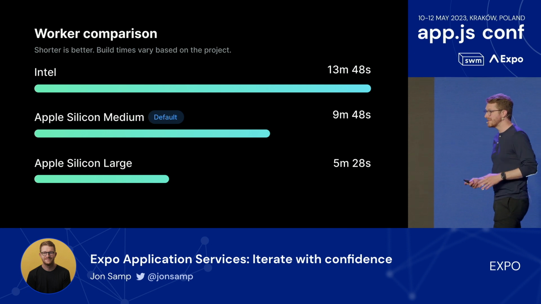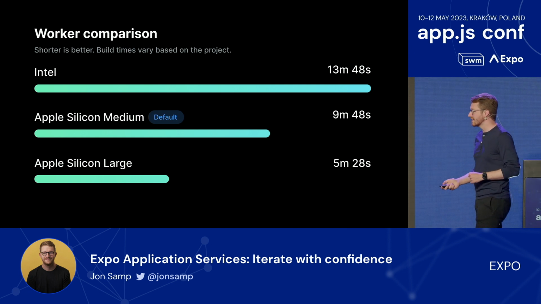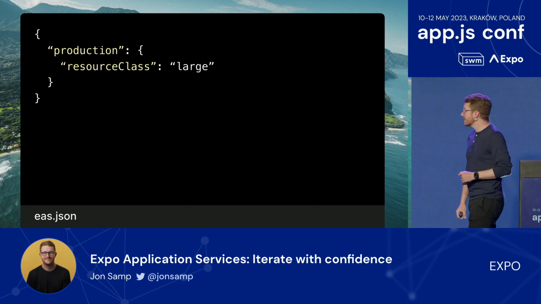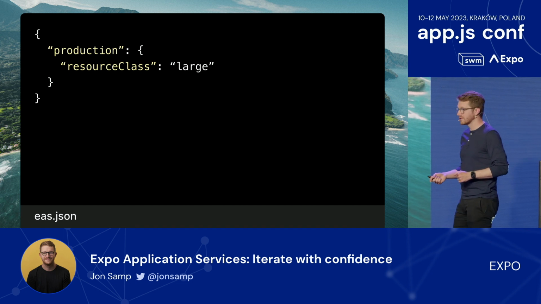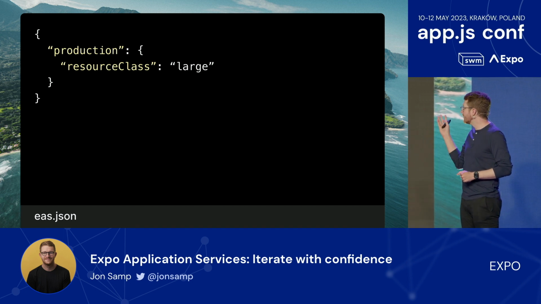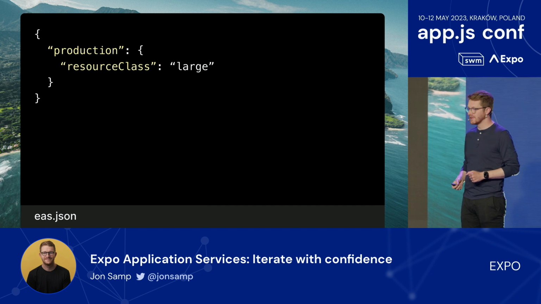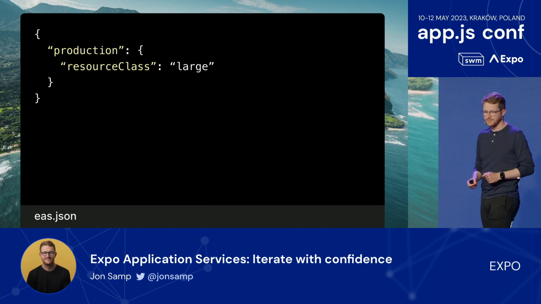So if you and your team need the fastest builds, you can start using this today. In your EAS config, you can add a resource class with a value of large, and that will instruct our builders to use the large worker class for you.